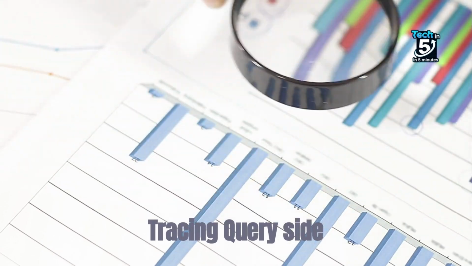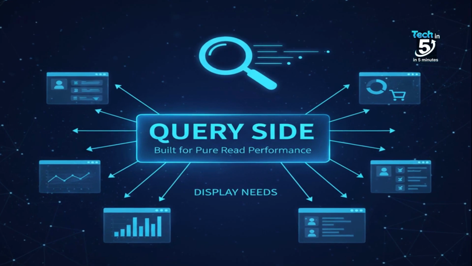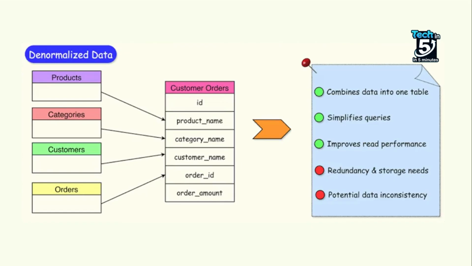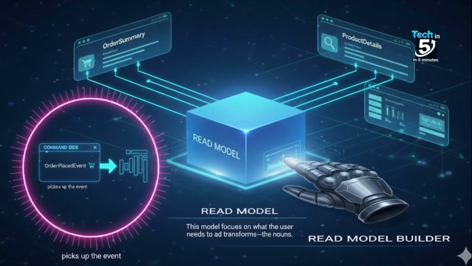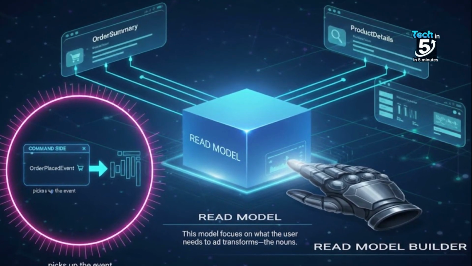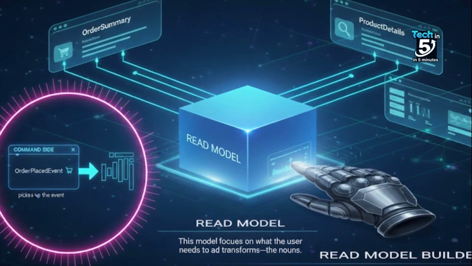Now, let's follow that event over to the query side. The query side is built for pure read performance and display needs. The read model is designed for query performance and is highly denormalized. It flattens and pre-aggregates data into simple structures. This model focuses on what the user needs to see: the nouns, order summary or product details. The read model builder picks up the event and transforms the data.